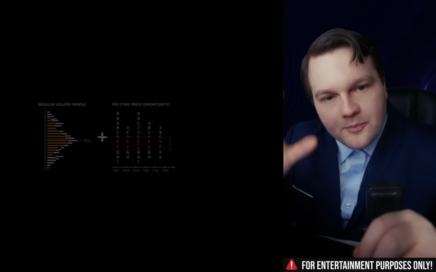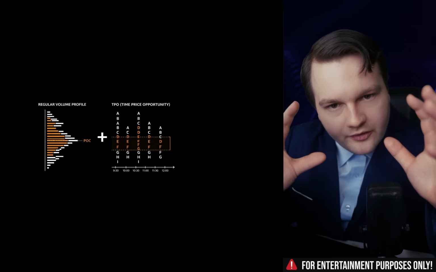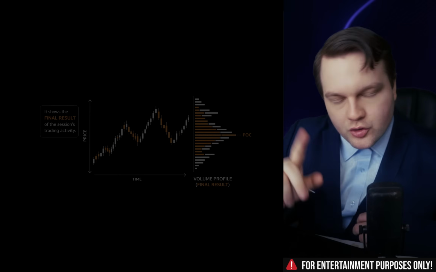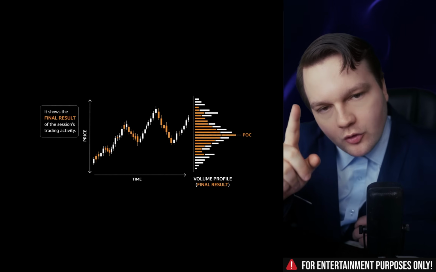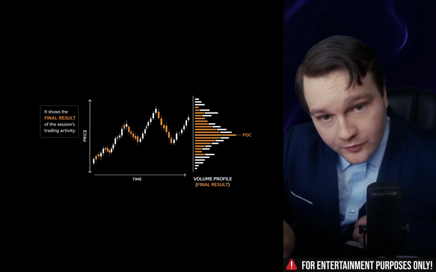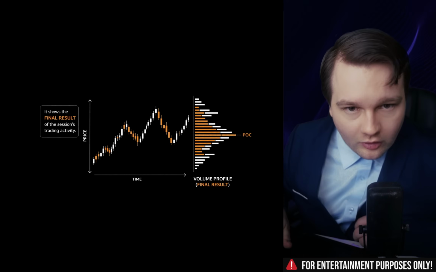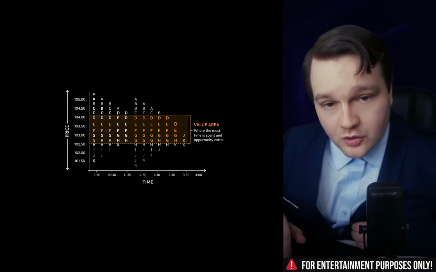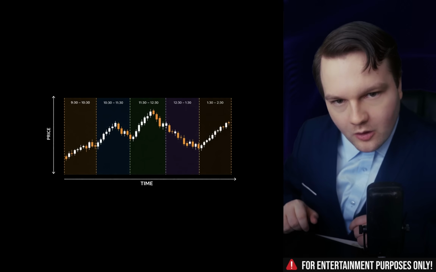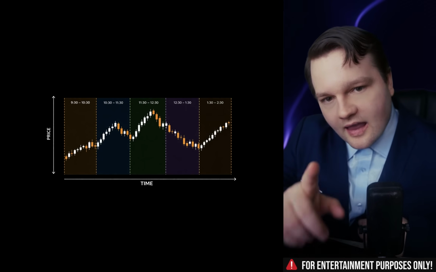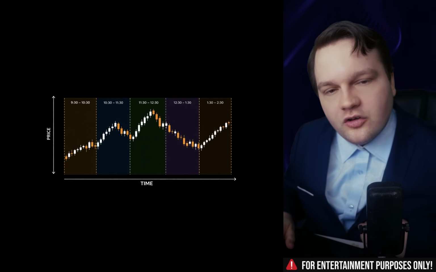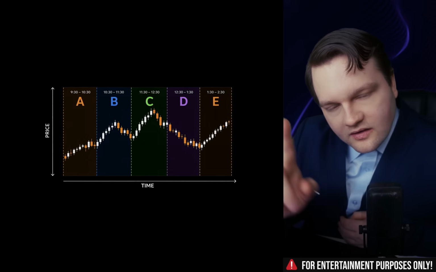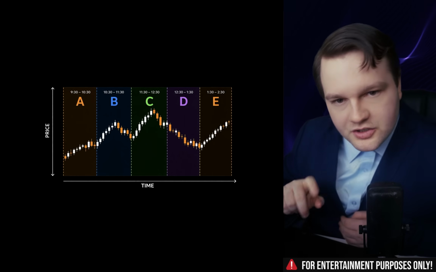The indicator I've made for you guys here takes the best parts of both of these profiles and combines them. Traditional volume profile shows you how much was traded throughout the session as a final result, and a time price opportunity profile has nothing to do with volume. But here's what this profile does well. It segments the trading sessions into time blocks and then assigns letters of the alphabet to each time block.